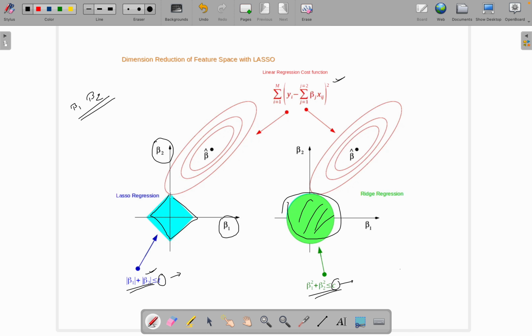When these touch here, some of the coefficients become 0. Every time it touches the corners of this shape, it will make some of the coefficients 0. That's why lasso is considered a feature selector. It doesn't happen here because it doesn't have sharp edges. It happens in lasso, and that's why lasso is considered a feature selector.